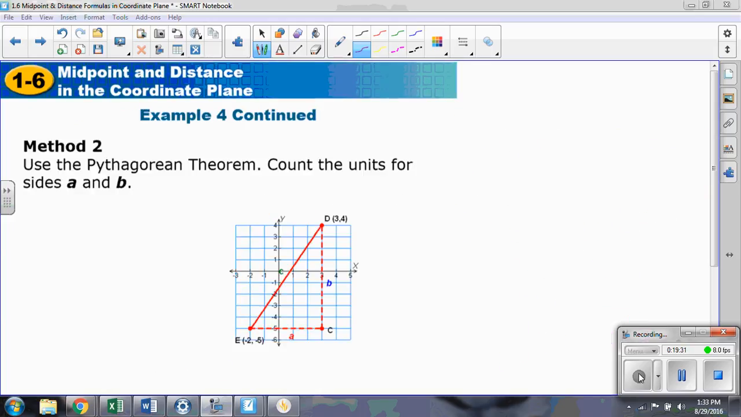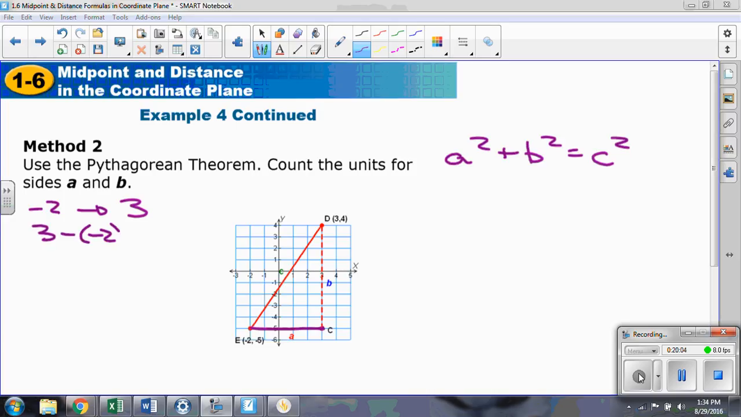Alright, now we're going to come back and do the same problem, but instead of using the distance formula, we will use the Pythagorean theorem. The main characteristic behind it, we have to determine the length of the legs. So to go from -2 over to +3, how far right do you have to go? We do that with 3, subtract -2 to get 5. That's one of the legs.